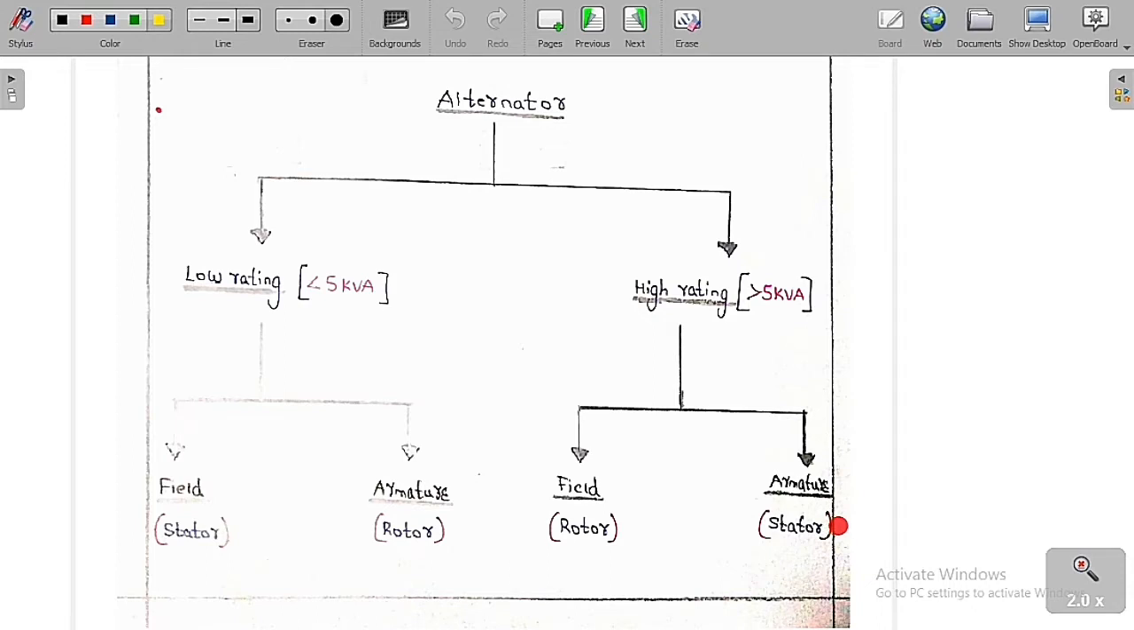So for a DC generator, irrespective of the rating, always field winding is on the stator and the armature winding is on the rotor. For an alternator, for lower rating, we follow the same procedure as for a DC generator, means field winding is on the stator and the armature winding is on the rotor. But for higher rating, greater than 5 kVA, we do the reverse process, which is field winding is kept on the rotor and the armature winding is kept on the stator.